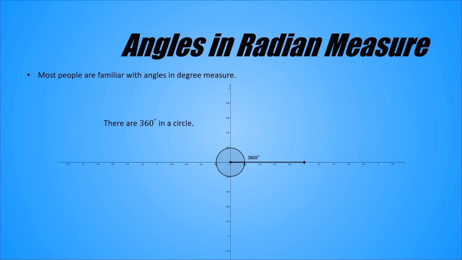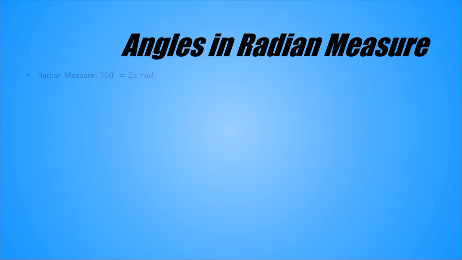Why 360? Why not an even 400? Or why not go all metric with it and divide the circle into 100 pieces? It turns out that there's a geometrically natural unit of angle measure, and that pi fits naturally into it. And that unit of angle measure is radian measure. In this system of measurement, there are 2 pi radians in a circle.